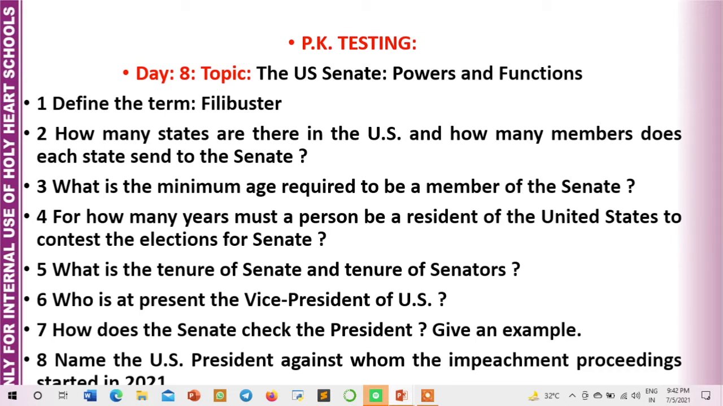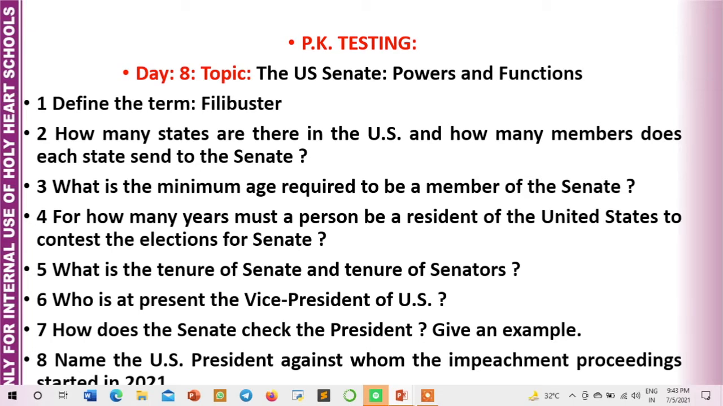Yes, filibuster is a parliamentary procedure where one or more members of a legislature debate over a proposed piece of legislation to delay or entirely prevent a decision being made on the proposal. Yes, students, this is very, very important to understand. This filibuster system is not in India, it is in US. US legislature follows this system. In India, it's totally opposite to this.